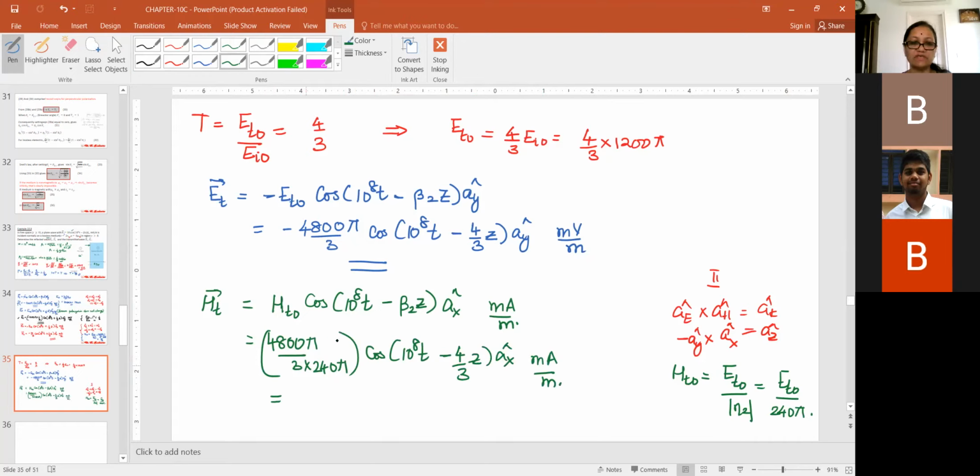Or if I cancel out all the things that are not required, what will I get? Pi and pi will go. So this is going to be 240, so this will be 20, I guess. So 20 by 3 cosine of 10 to the power of 8t minus 4 by 3 z a x cap milliamps per meter. So that's the answer for your H T.